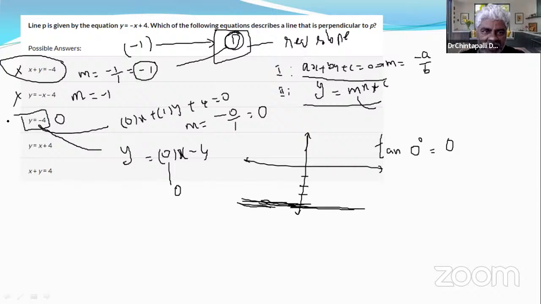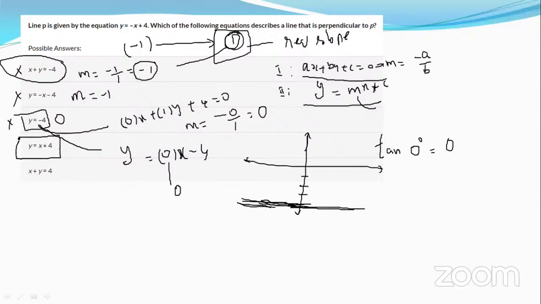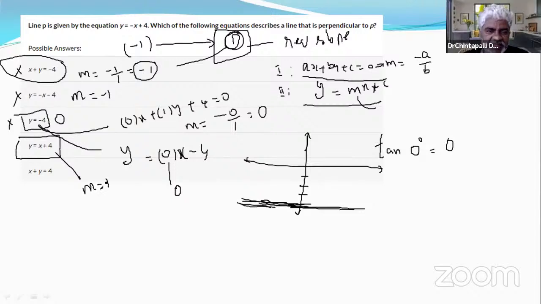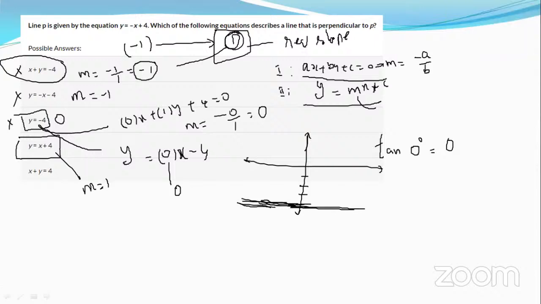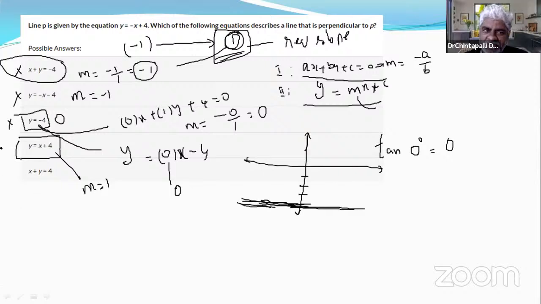What about option 4? What is the slope? Slope m is equal to 1. Is it the required slope? Yes, the required slope is 1 only. So this is correct. There's no doubt.